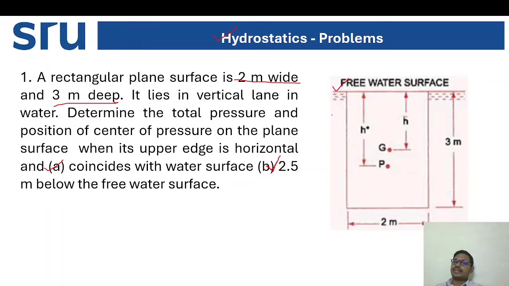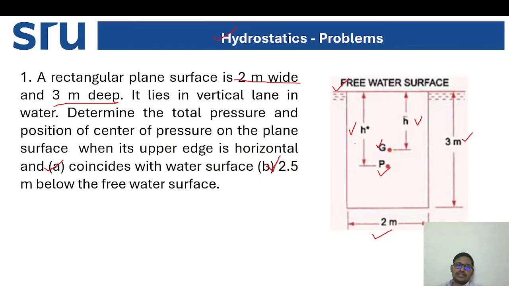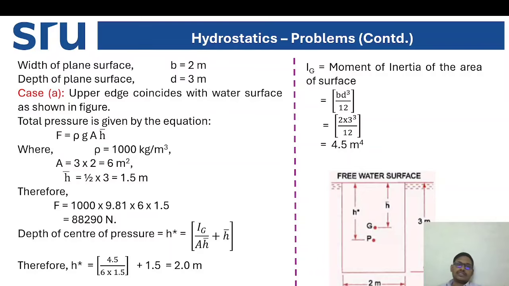Now you see the diagram on the right side, observe it. The free water surface, with a depth of 3 meters and a width of 2 meters. This is the center of gravity, and this is the center of pressure. With respect to gravity it is h bar, and with respect to pressure it is h star, as we know from previous diagrams. Now we will see the solution.